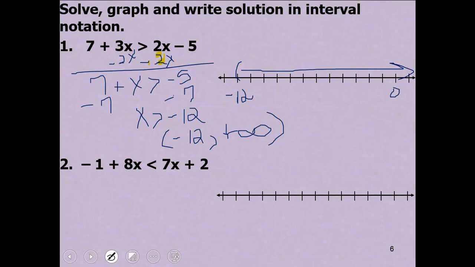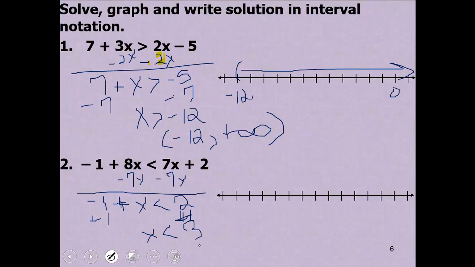On number 2, I'm going to again move my variable to the left by subtracting 7x. And I get negative 1 plus x is less than 2. I'm going to add 1 to both sides. Oh, sorry, that looks bad. And then I get x is less than 3.